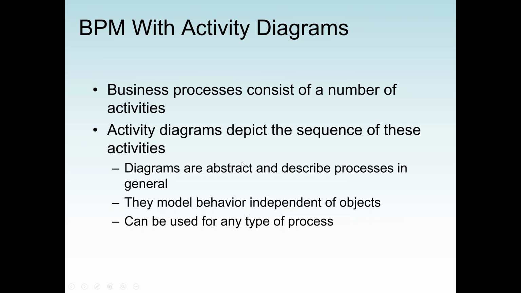So diagrams are abstract. They are not detailed. Yeah, if the activity is borrow book, then borrow book. I don't want to go into detail about borrow book. You have to have an ID card. You have to register for the library. You have to be over 18 years. So this is going into detail now. But at an abstract level, we say borrow book, that's enough. They also model the behavior independent of objects, and they can be used for any type of process.